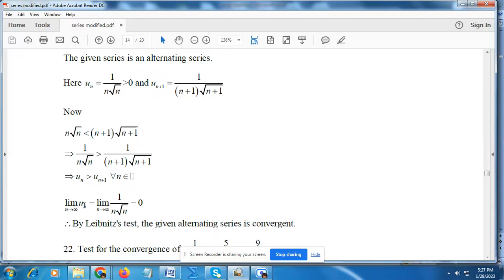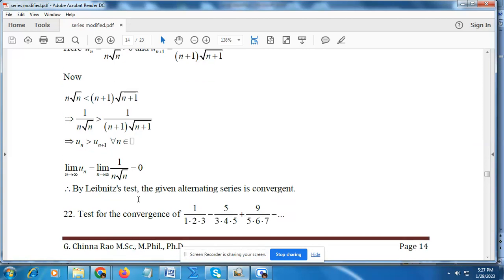And go for the second condition: limit of un as n tends to infinity, which is 0. The first and second conditions are satisfied. So by the Leibniz test, the given series is convergent.